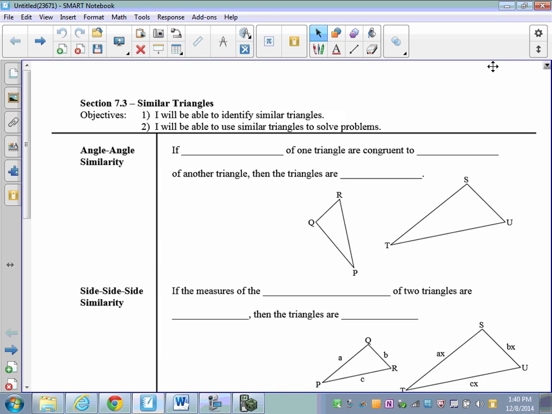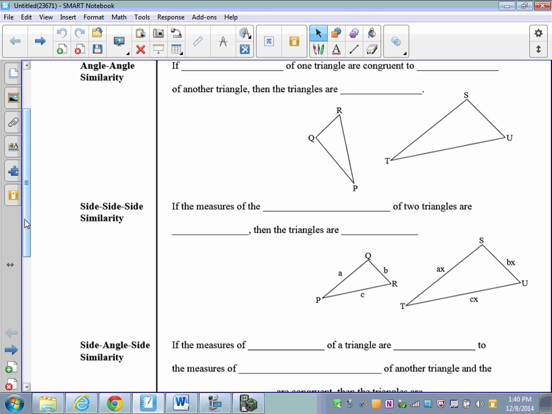These are the notes for section 7.3, similar triangles. The objectives are I will be able to identify similar triangles, and I will be able to use similar triangles to solve problems.